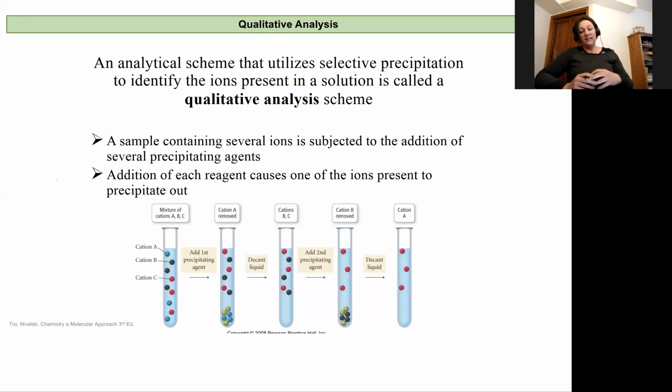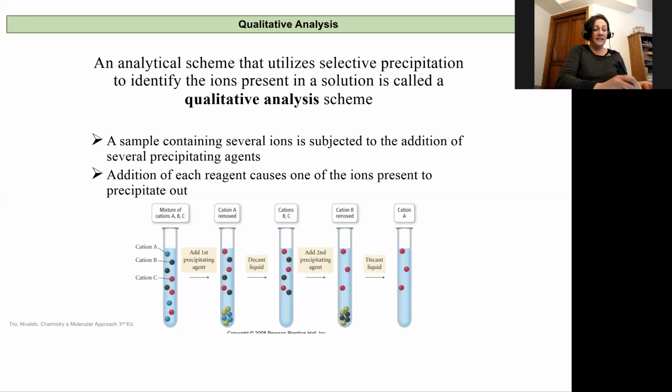So in this kind of general lab technique, we create an analytical scheme that's going to utilize selective reactions or precipitations that will allow us to separate an ion and then identify it. And when we develop a scheme or a plan for this, we call it a qualitative analysis scheme. So let's take this example we have here. We've got a mixture of cations, and we're just calling them A, B, and C for now, and they're all dissolved in solution. The qualitative analysis scheme strives to choose another reagent to add to this solution that will precipitate out only one of those cations.